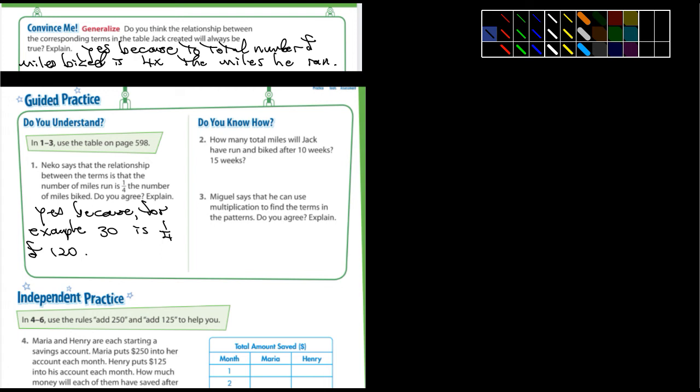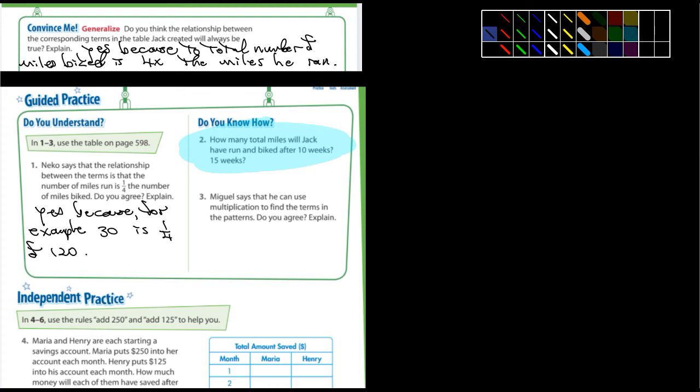Number 2 here, how many total miles will Jack have run and biked after 10 weeks and after 15 weeks? So here we go, Classcraft question. I'll let you guys figure that one out. Okay.